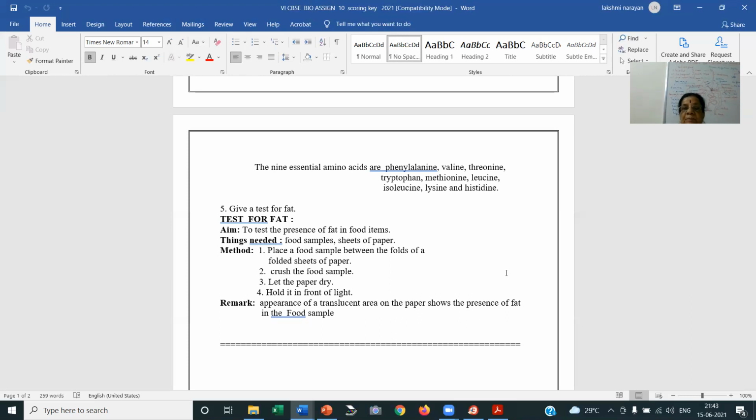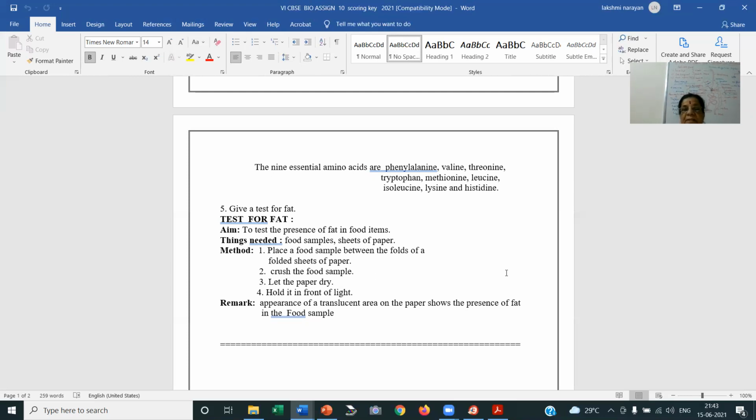Go through it and practice the spelling. Phenylalanine, valine, threonine, tryptophan, methionine, leucine, isoleucine, lysine, and histidine. Spelling question. Those are the nine.